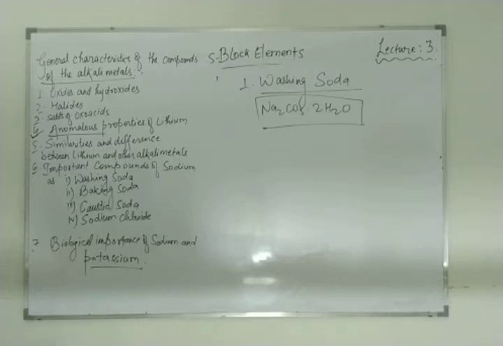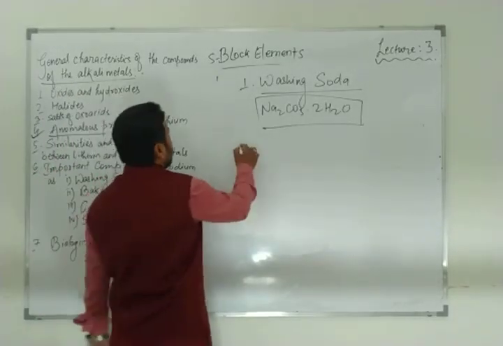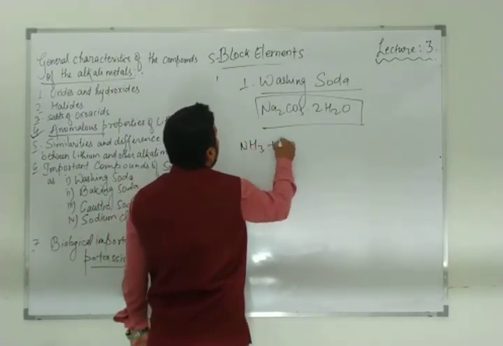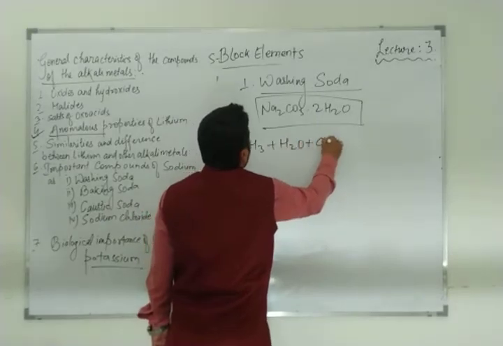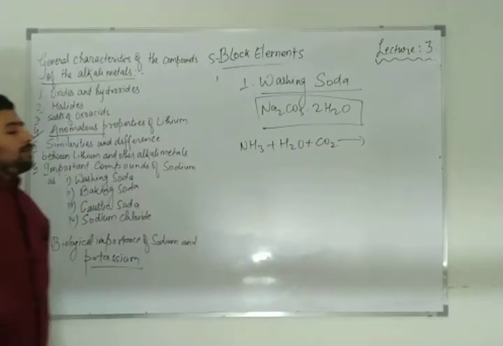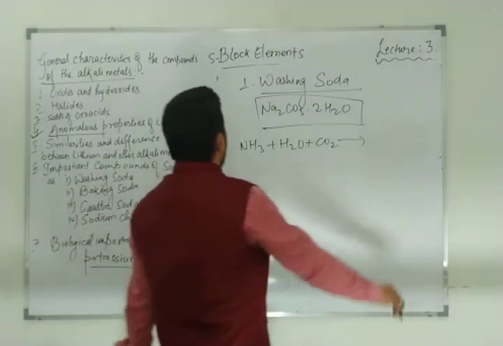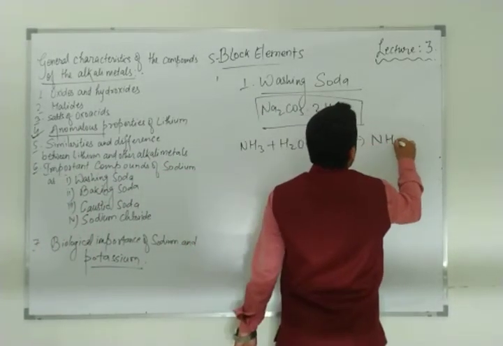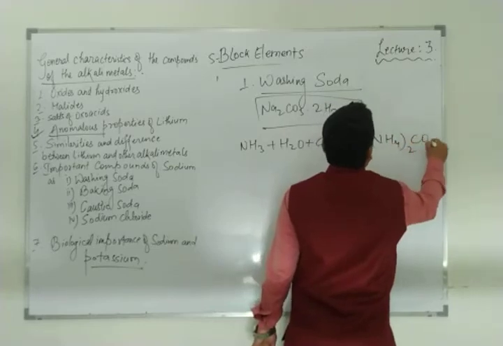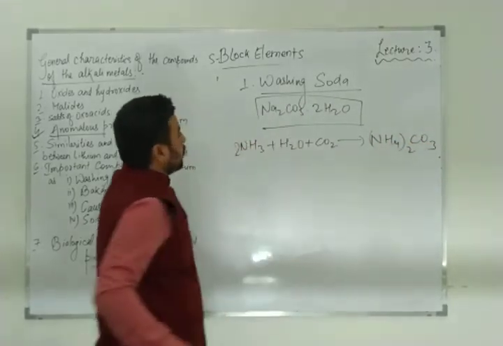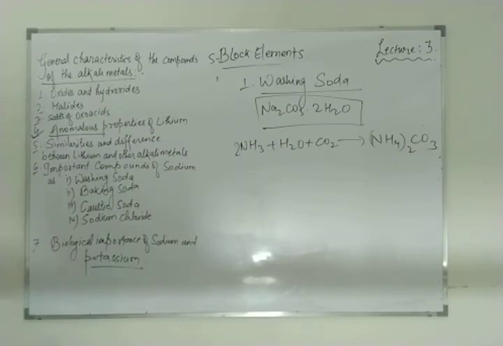Now you can write it in the form: NH3 plus H2O plus CO2. Can you tell me what will be the product? Ammonium carbonate, (NH4)2CO3. Yeah, you can write two ammoniums here. Now you can compare the reaction. Is this reaction balanced? Yes, it is balanced.